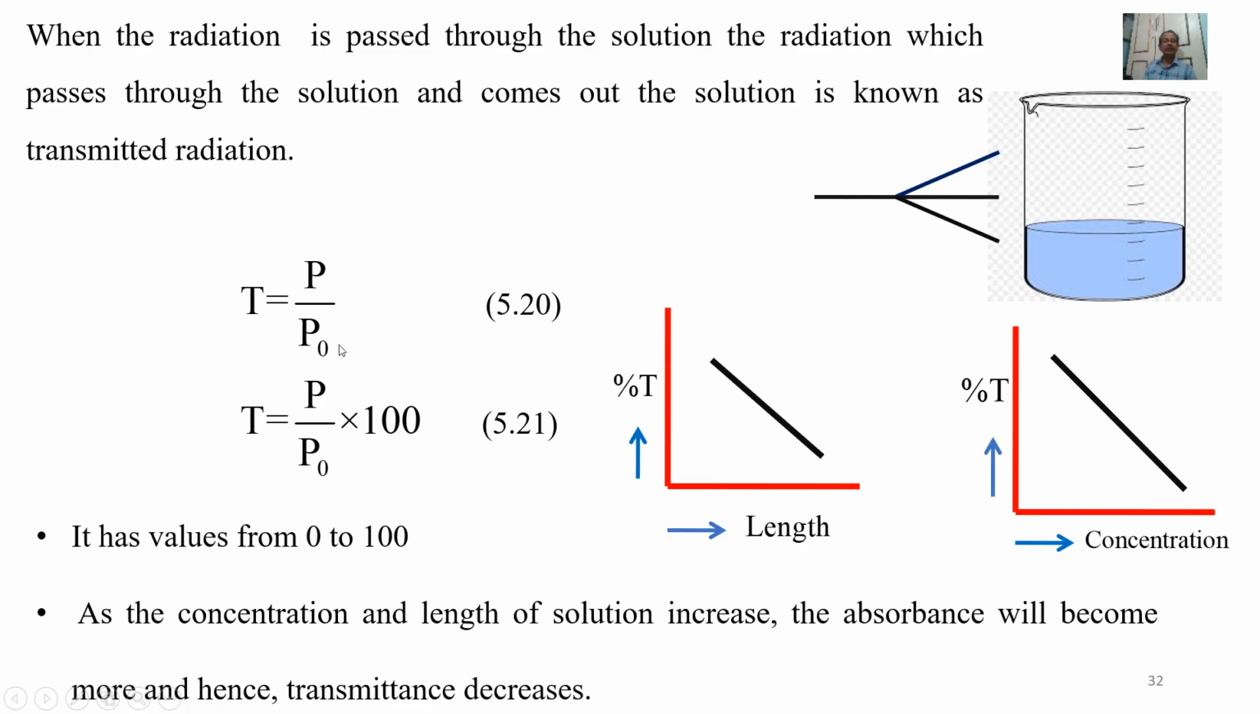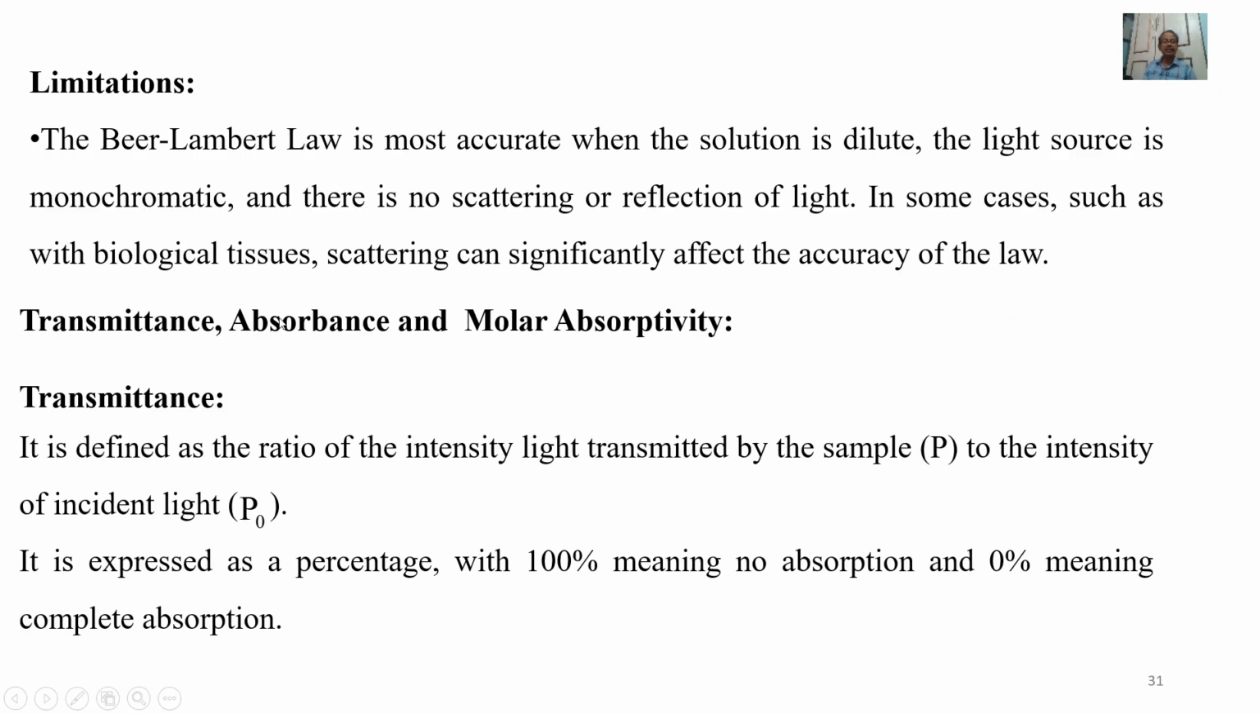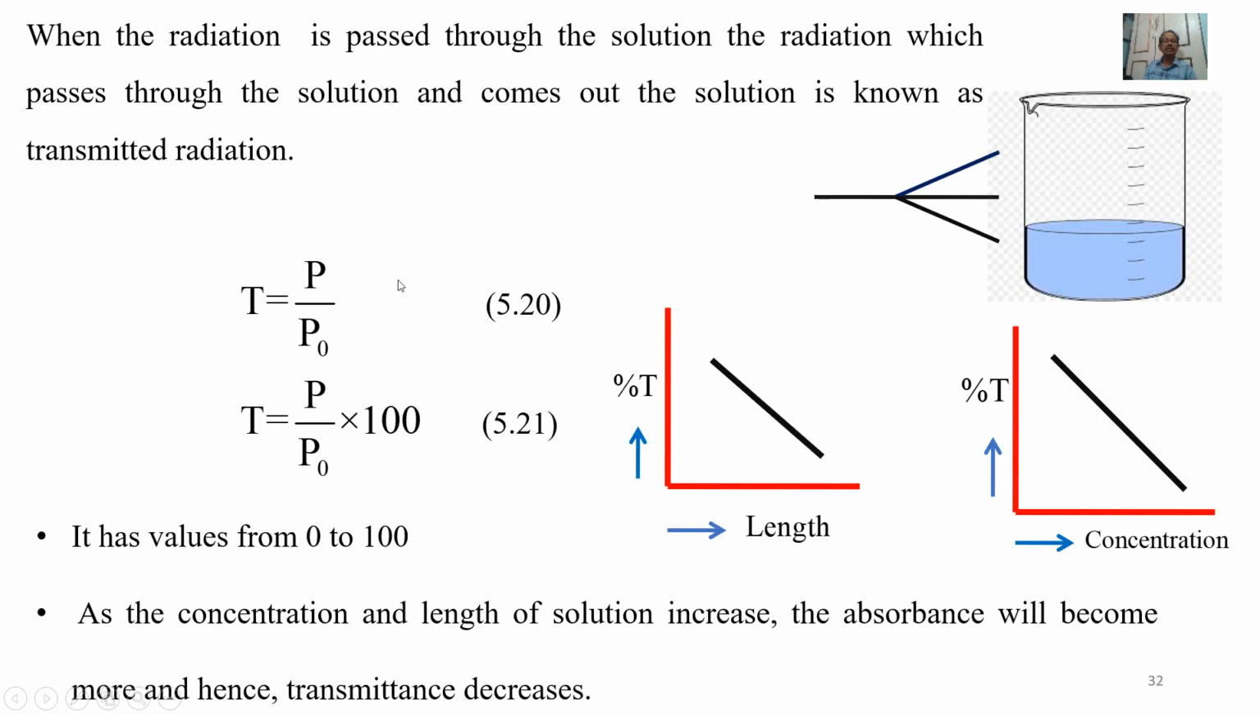So, as the definition goes, we have T equals P divided by P naught, which is usually represented in terms of percentage. So we have transmittance, which is equal to P divided by P naught times 100. It has values from 0 to 100. As the concentration and length of the solution increase, the absorption will become more and more, and hence transmittance decreases.